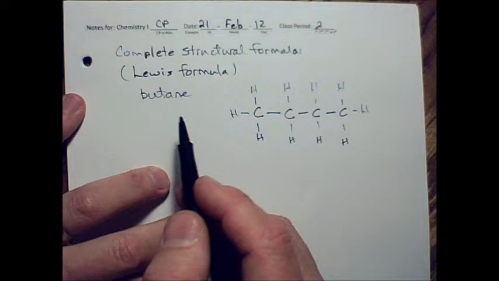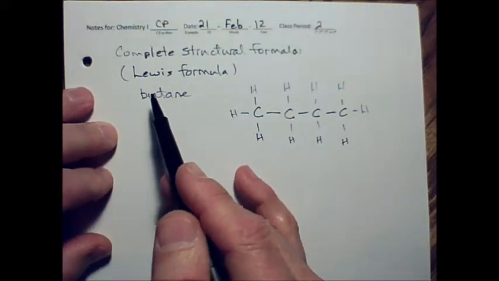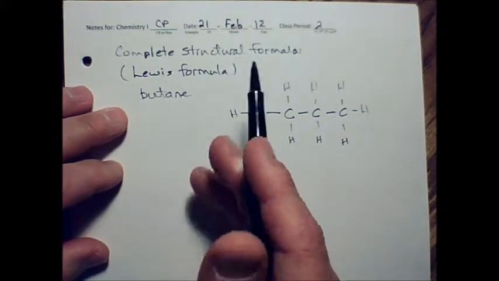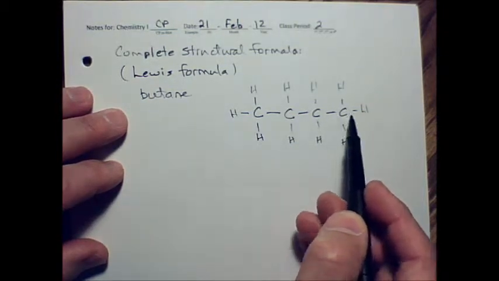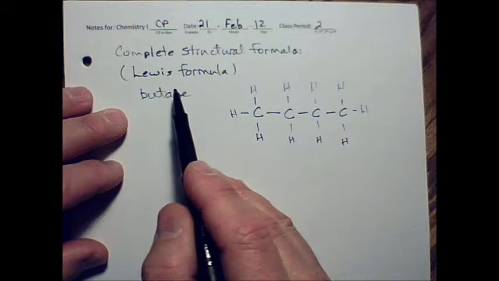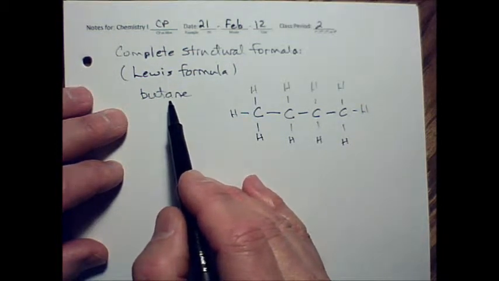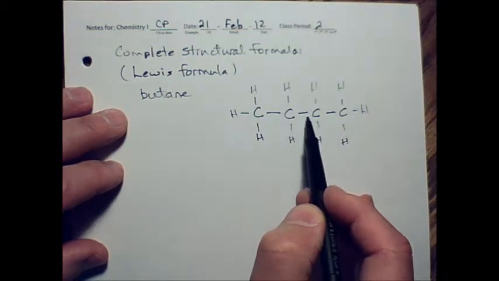So a complete structural formula is, for all intents and purposes, a Lewis formula, at least the ones we do in this class. Butane has 1, 2, 3, 4 carbons, and the "ane" ending means I have all single bonds here.